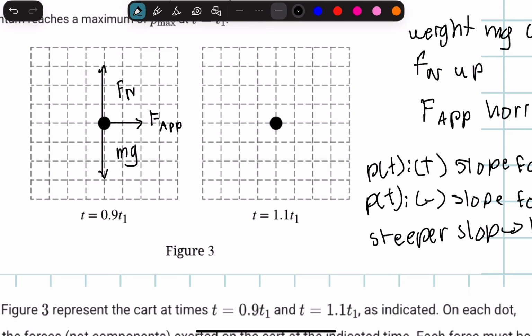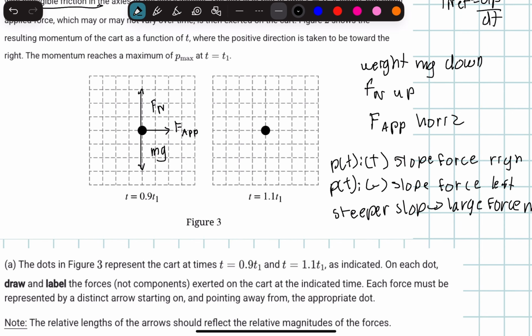Now, at t equals 1.1 t1, this is the time after the peak momentum, so this is when the momentum is decreasing. Let's just write it out. For 0.9 t1, p is increasing and the p versus t slope is positive. For 1.1 t1, the momentum p is decreasing and the slope of p versus t is negative. So that means that the applied force is to the left.